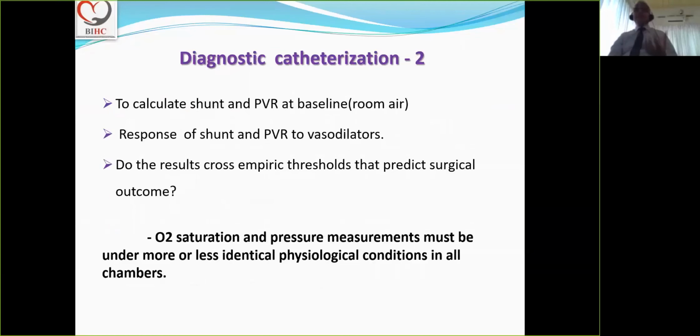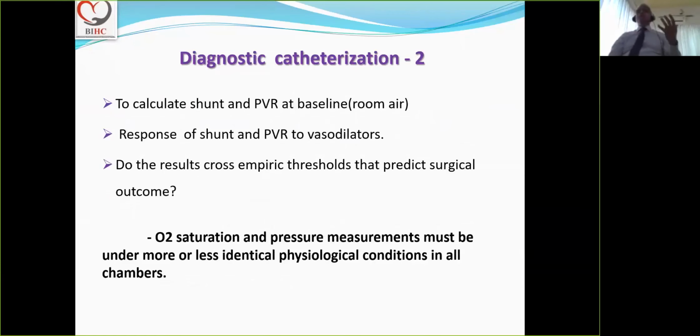When you do a cath, you calculate the shunt. This is done from the oximetry samples that you take from different areas like the vena cava, the pulmonary artery, the aorta, and the pulmonary vein. Based on this, you can calculate how much is the pulmonary flow as against the systemic flow. You call it QP by QS, QP denoting the pulmonary flow and QS denoting the systemic flow.